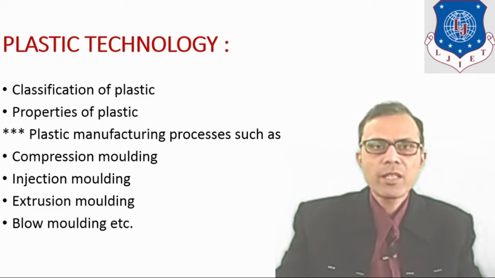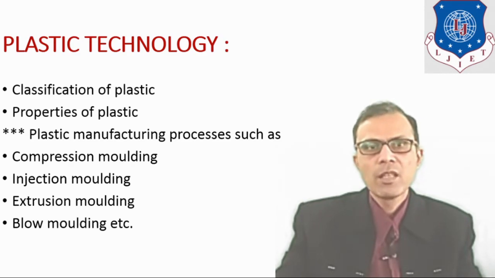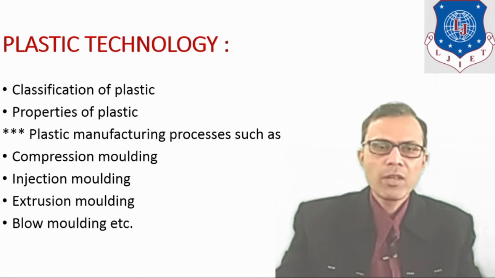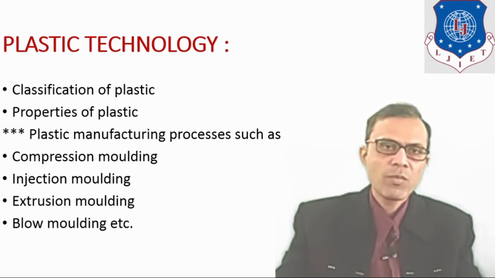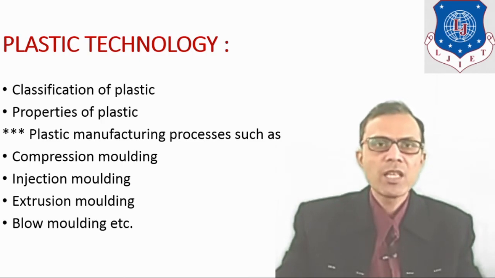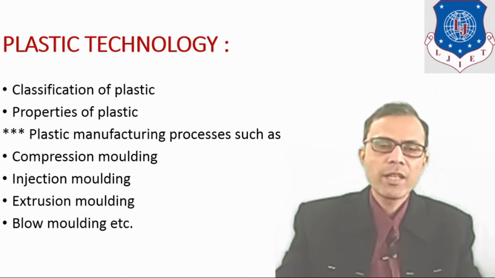In the chapter of plastic technology, you have to study about classification of plastic and properties of plastics. We know that nowadays in our day-to-day life we are using plastic, and it is widely used because it has some very good properties like corrosion resistance and good strength. So we are going to study some manufacturing processes of plastic like compression molding, injection molding, extrusion molding, blow molding, etc. So it is a content of your syllabus, and in depth we will study each and every chapter in our next sessions.